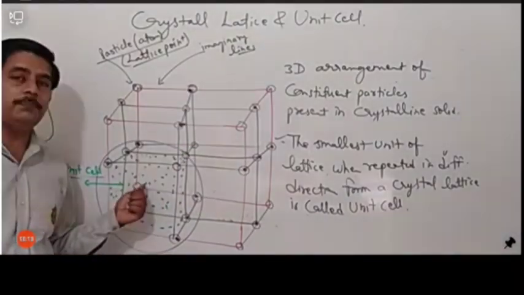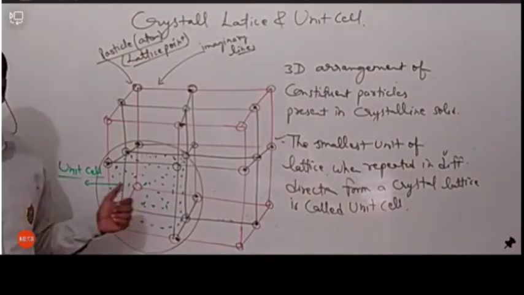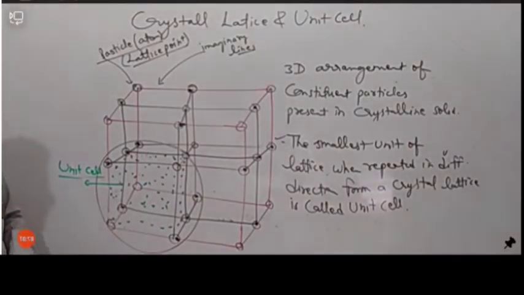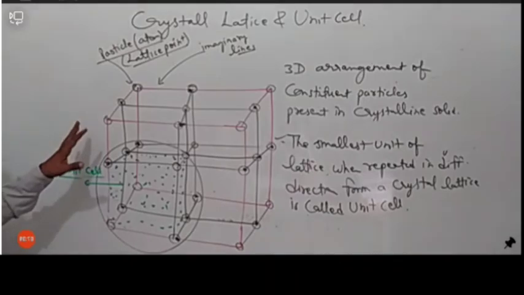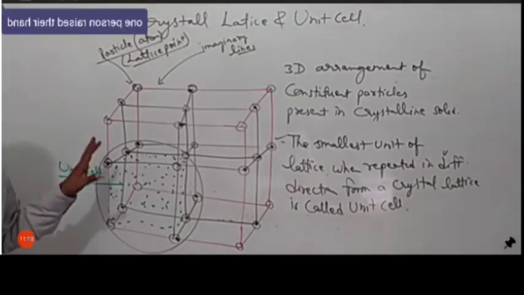So this smallest part is called unit cell. What do you call this smallest part? Unit cell, right? So this is all about crystal lattice and unit cell.